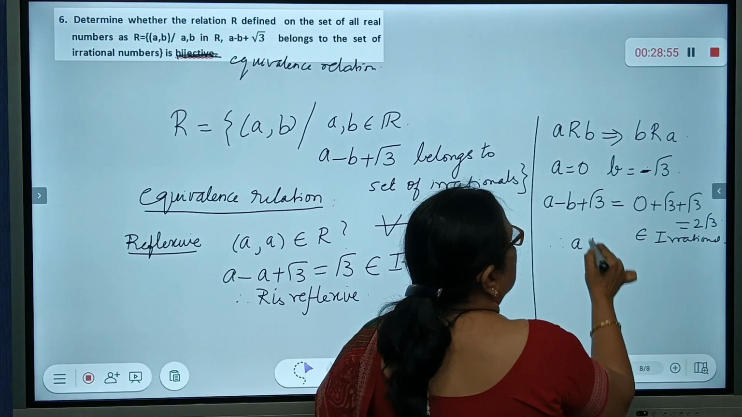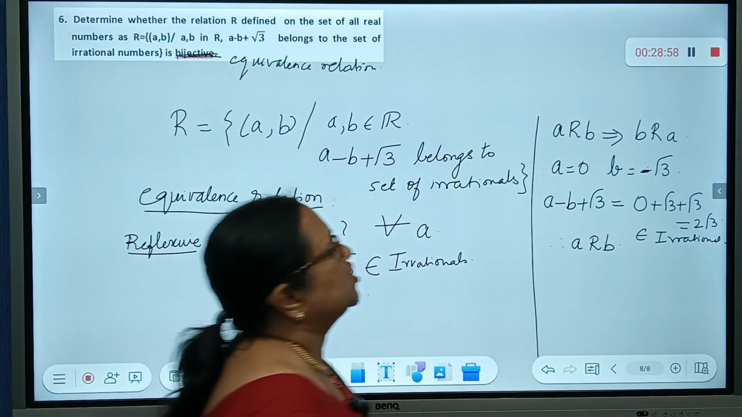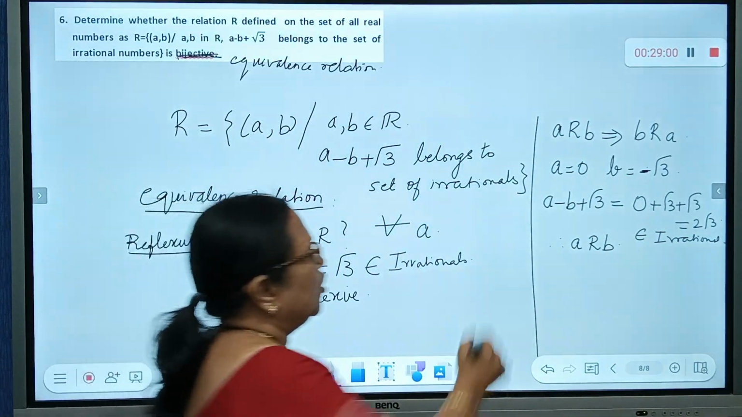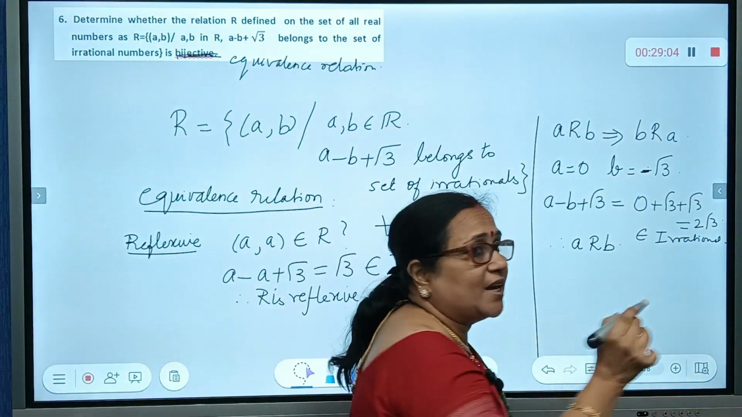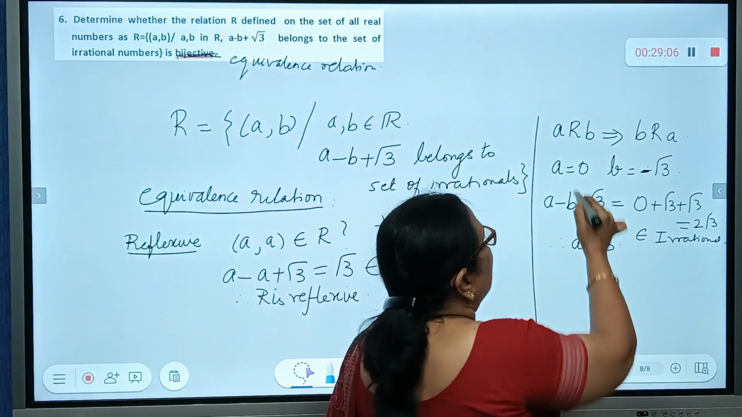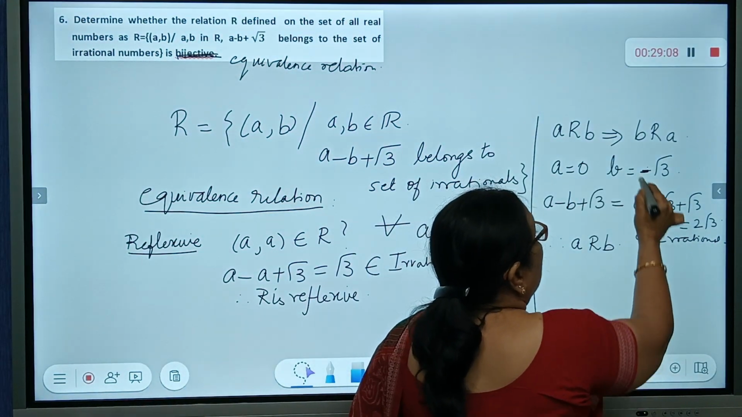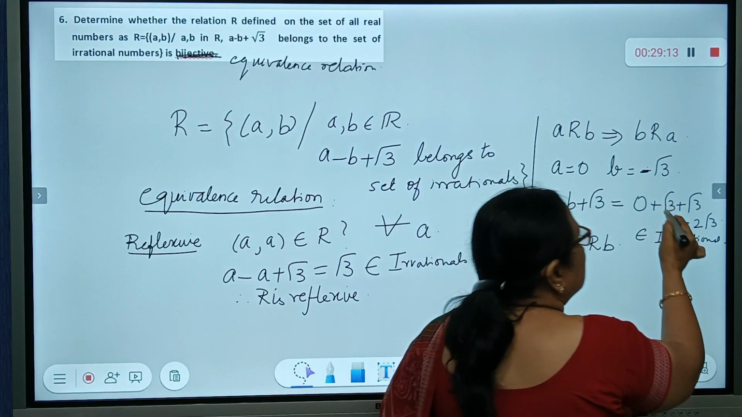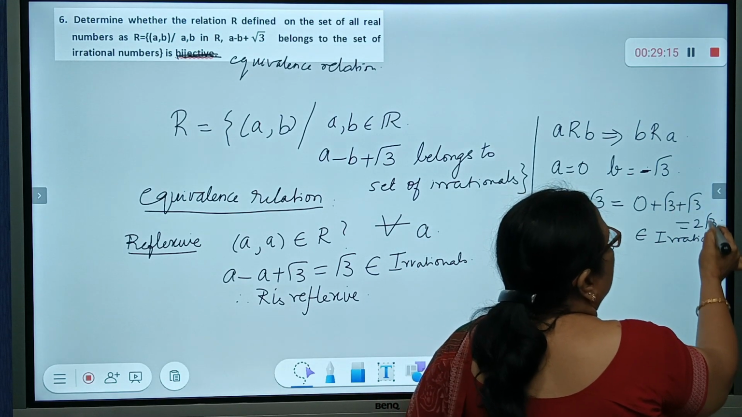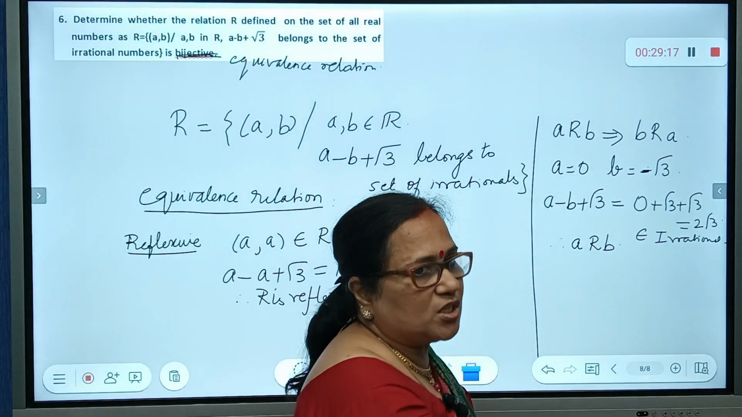Therefore, A is related to B. Now, we have to check whether B is related to A. To check whether A is related to B, A minus B plus root 3 must be an irrational number. So, I have taken A to be 0 and B to be minus root 3. So, minus B will be plus root 3. Root 3 plus root 3 is 2 root 3, which is an irrational number.